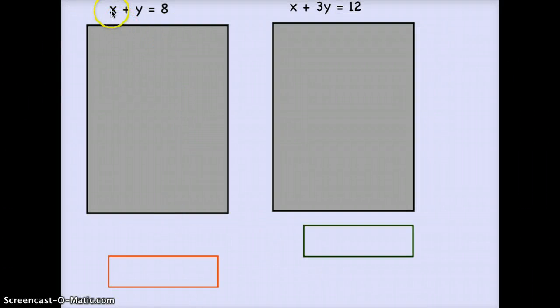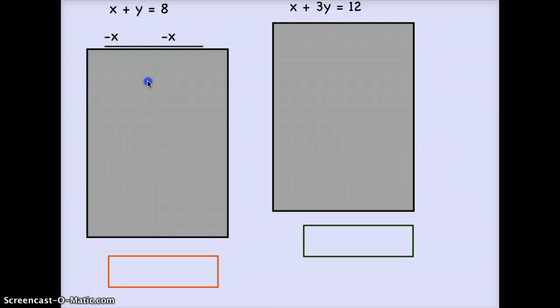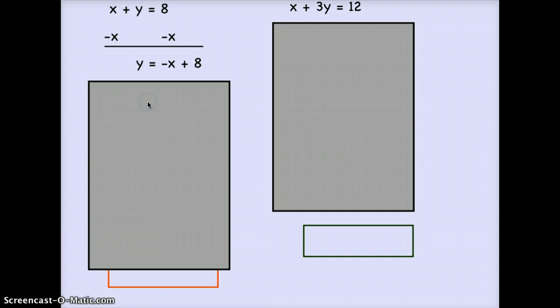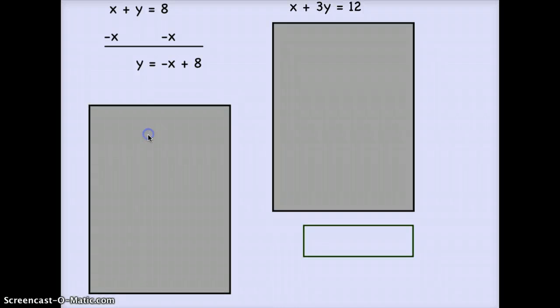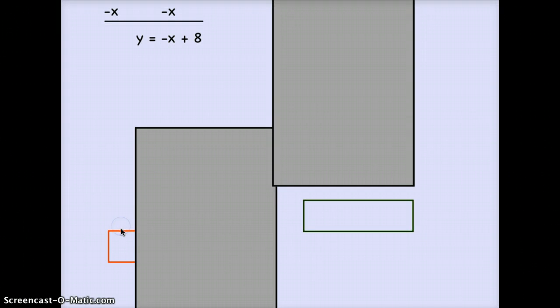So here are our equations. x plus y equals 8. I dropped the 1 in front of the x because we know that 1x is the same as x. So x plus 3y equals 12. I need to rewrite my equations so that they are in terms of y. So I'm going to solve for y, subtract x on both sides. So we're left with y equals negative x plus 8. That is our first equation. Just put a little box around that.